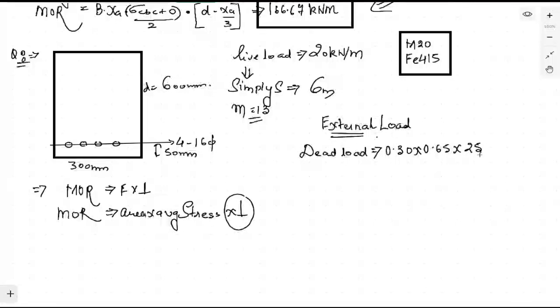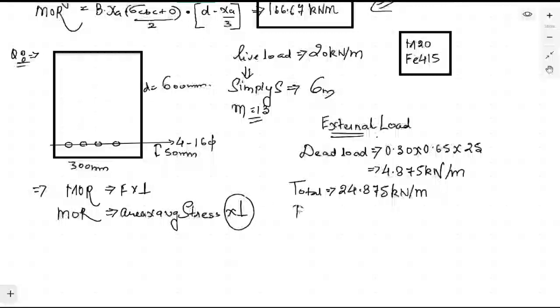It means that when you will calculate the dead load, this value will come to be 0.3 into 0.65 into 25. This is 4.875 kilonewton per meter. It means that the total dead load plus live load will be equal to 24.875 kilonewton per meter. We have to design for per meter length.